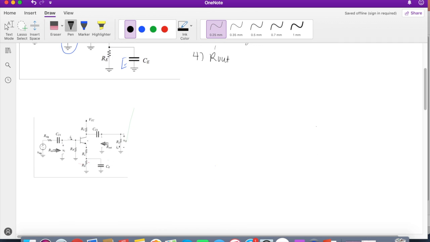So first off, when we start off with the small signal analysis, we have to draw it in the small signal domain. That means we deactivate all DC sources and short circuit all the capacitors. So let's first start off by drawing the model. Remember, we're using the hybrid pi model for this.